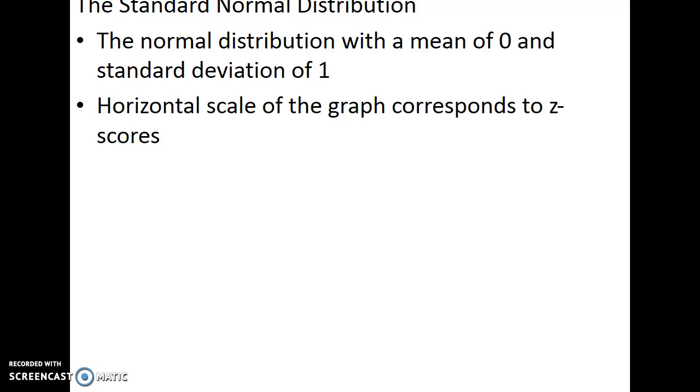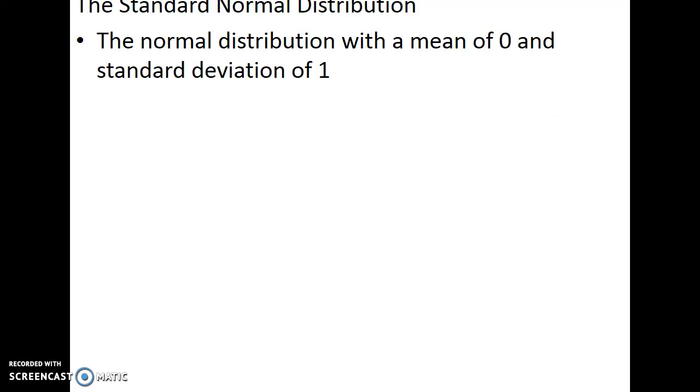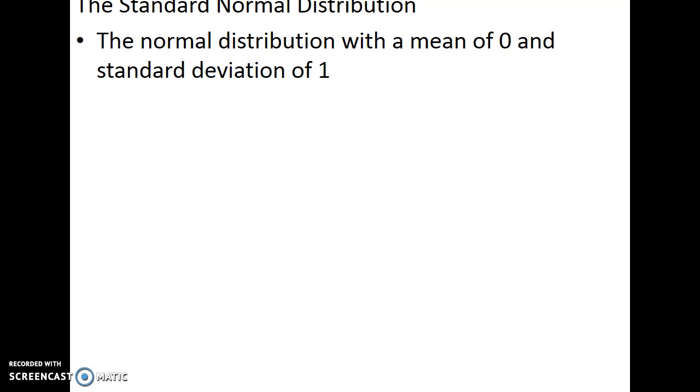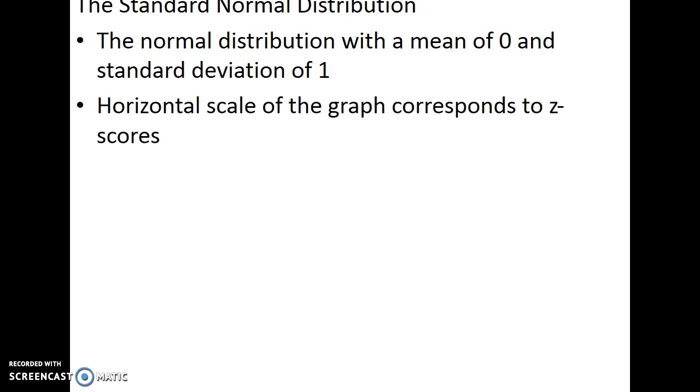Okay, so when we talk about the standard normal distribution, this is not specific for oak trees or for this specific problem. The standard normal distribution looks the same always. The standard normal distribution is a normal distribution, but if the mean is 0 rather than say 3.5, then it's the standard normal distribution. If the standard deviation is 1 rather than some random number like 0.4, then it's the standard normal distribution. The horizontal scale of the graph corresponds to z-scores. Since we're talking about the distance from the mean, if you calculate z, you're calculating the horizontal part of this graph here.